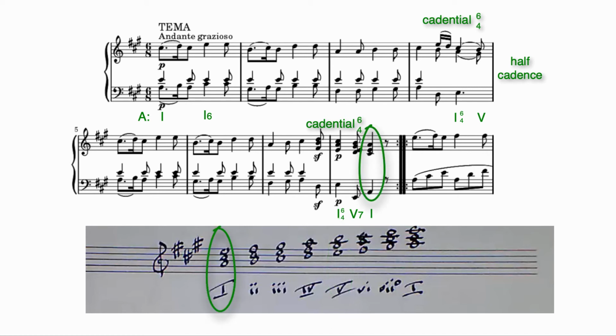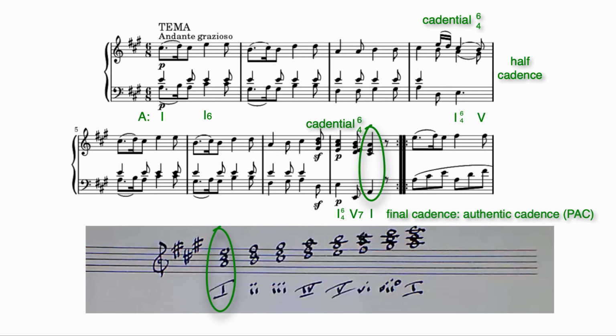So what kind of cadence is this? Especially compared to that first cadence we saw that ended on the 5 chord, this one is a final cadence. 5, or dominant, going to 1, tonic, that's an authentic cadence. This, therefore, is a perfect authentic cadence that balances the half cadence we saw in measure 4.